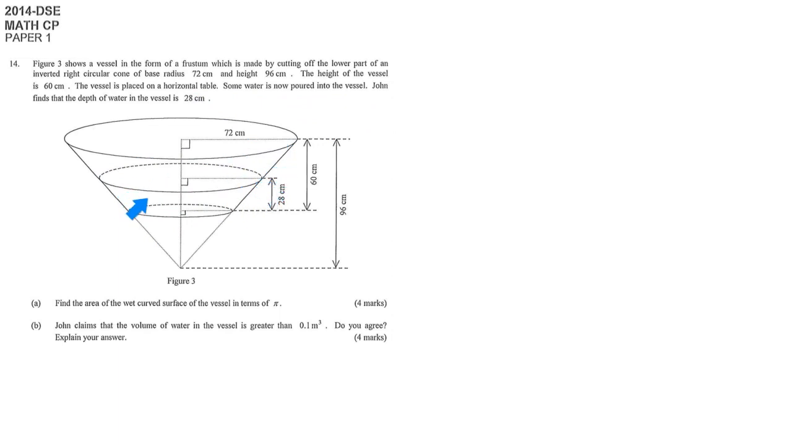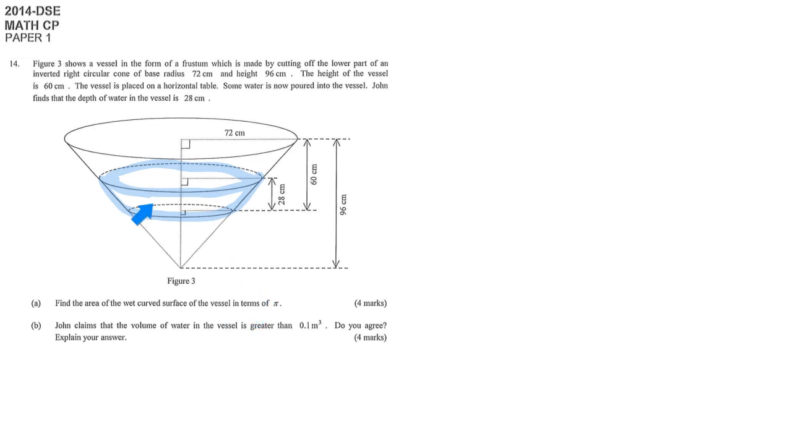So they're talking about the middle layer here is the water, so talking about this region. And then that means the cutting off the lowest part is talking about the bottom inverted cone here. We are going to find the area of the wet curved surface.